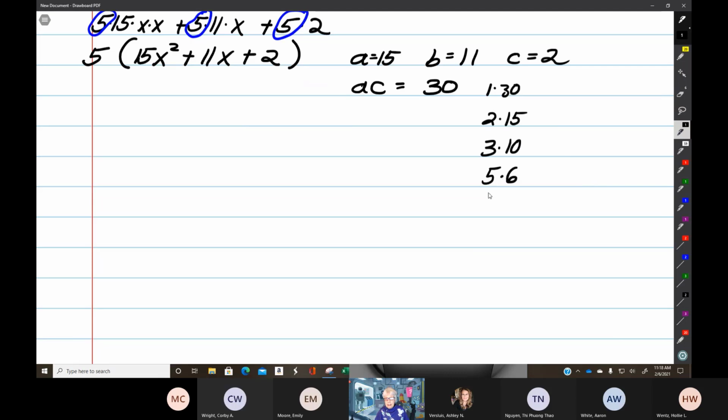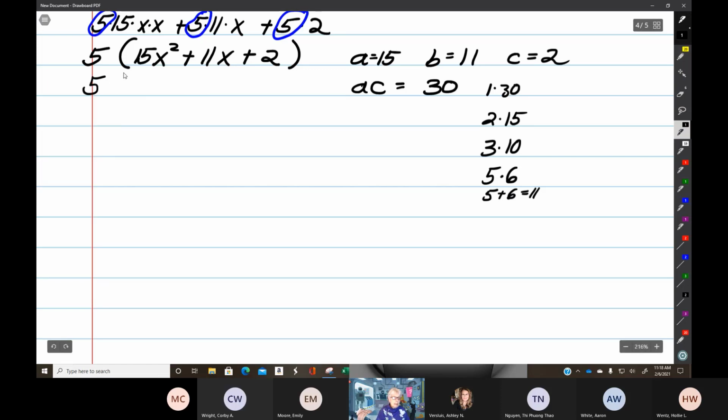So 5 plus 6 equals 11. So we're going to go with 5 and 6. 11x is going to split apart into 5x plus 6x.